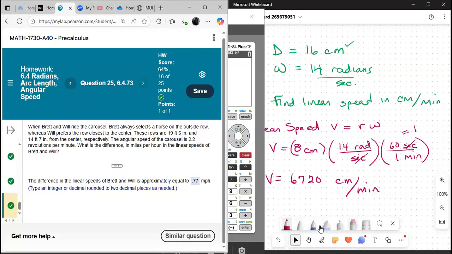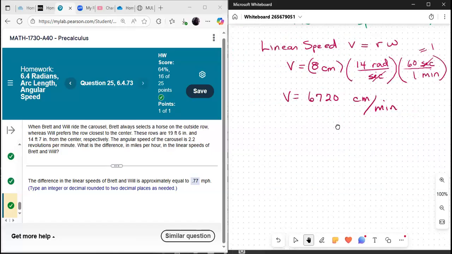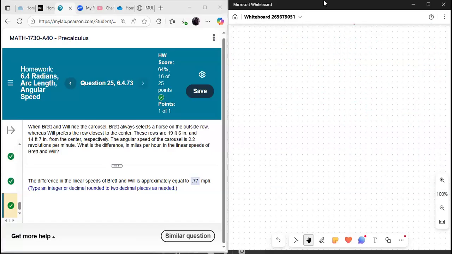The next one is a little more involved. Let's see. So number 25, let's go ahead and set this one up. When Brett and Will ride the carousel, Brett always selects the horse on the outside row, whereas Will prefers the row closest to the center. These rows are 19 feet 6 inches and 14 feet 7 inches from the center, respectively. So here's the center. Here's one, we'll call it R1, and then we'll call this R2.